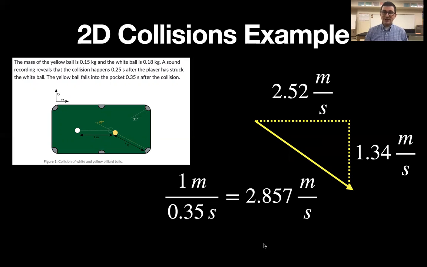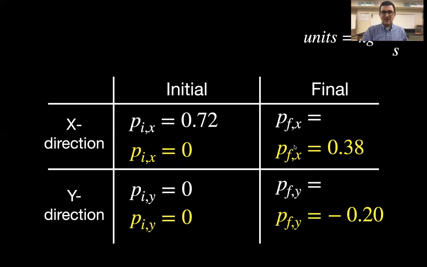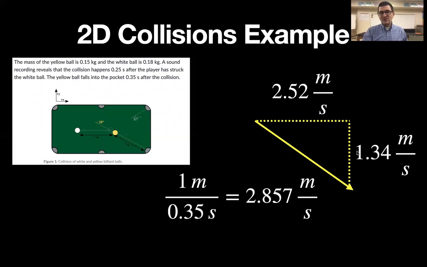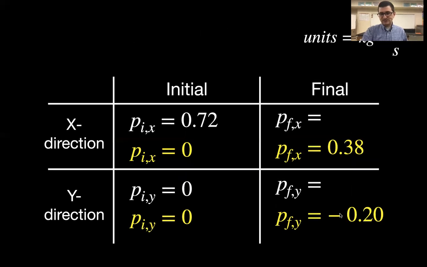Then to get to the momentum, which is what we need because we're using the conservation of momentum, we're going to need to multiply this by the mass of the ball to get mass times velocity. And then we're going to get the horizontal and vertical component of the momentum. Very importantly, make sure you keep this negative sign, which I didn't have. This should be negative 1.34 meters per second because it's going down, and we've established that the top of the table is positive and the bottom of the table is negative. So negative 0.20 kilograms times meters per second.